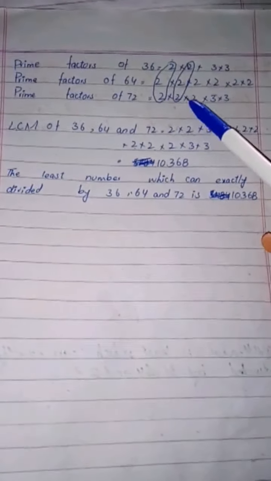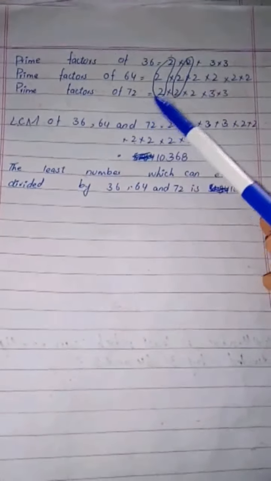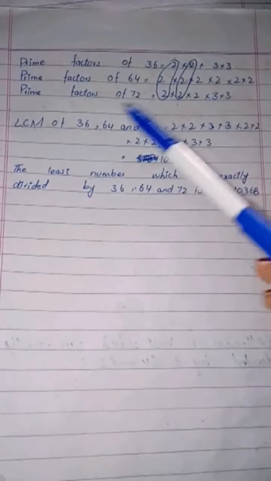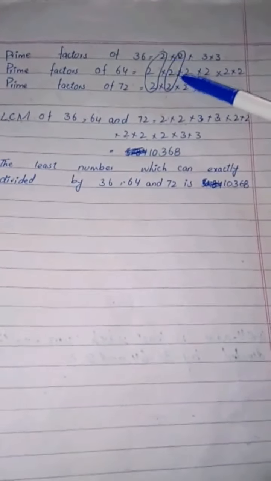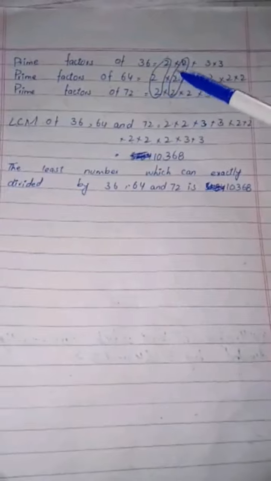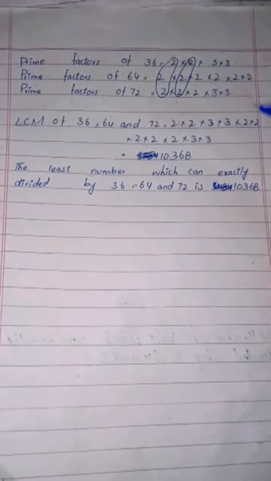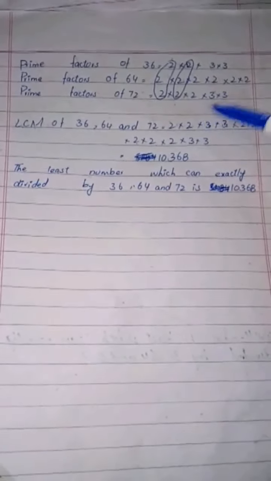Prime factors of 36 is 2 multiplied by 2 multiplied by 3 multiplied by 3. Prime factors of 64 is 2 multiplied by 2 multiplied by 2 multiplied by 2 multiplied by 2 multiplied by 2. Prime factors of 72 is 2 multiplied by 2 multiplied by 2 multiplied by 3 multiplied by 3. Now LCM of 36, 64 and 72 is, whatever is common we write only one time: 2 multiplied by 2 multiplied by 3 multiplied by 3 multiplied by 2 multiplied by 2 multiplied by 2 multiplied by 2.